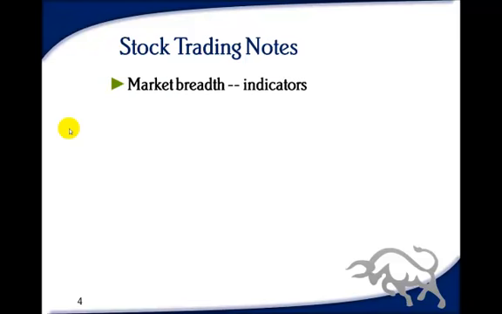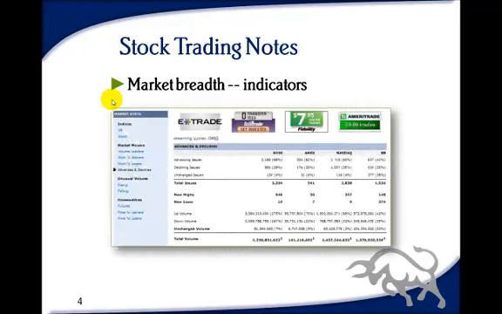But another way is to look at the market breadth. Market breadth basically says how strong is a market, or how strong a section of it is. We'll have various indicators of that. This is a screenshot from the internet. You can see firstly advances and declines.